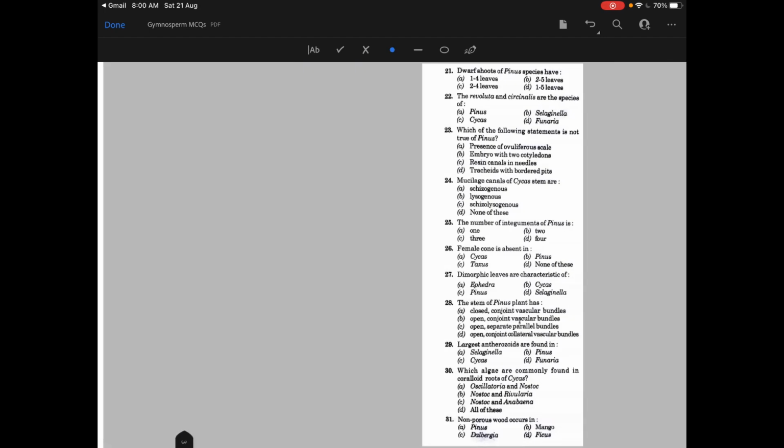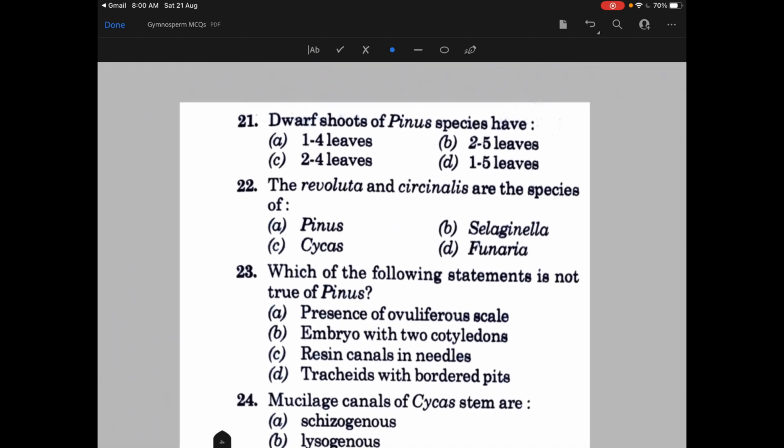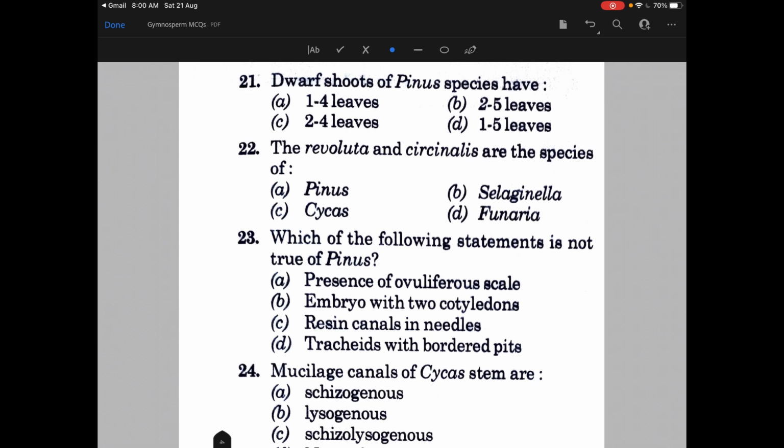Next, dwarf shoots of Pinus species have dash, and the answer is D, that is 1 to 5 leaves. Revoluta and Circinalis are the species of dash, and the answer is C, that is Cycas.